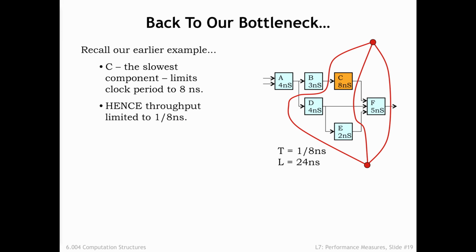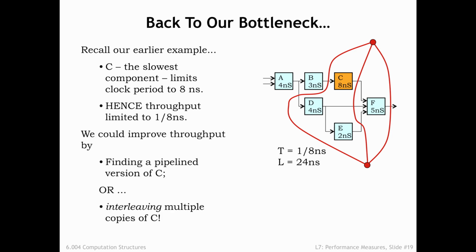Returning to the example of the previous section, we couldn't improve the throughput of our pipeline system past 1/8 nanoseconds because the minimum clock period was set by the 8 nanosecond latency of the C module. To improve the throughput further, we either need to find a pipeline version of the C component or use an interleaving strategy to achieve the effect of a 2-stage pipeline using 2 instances of the unpipelined C component.